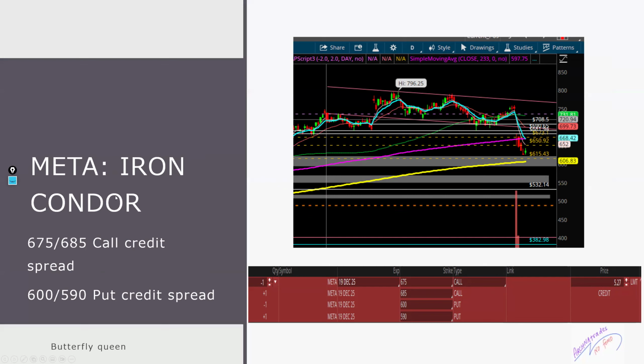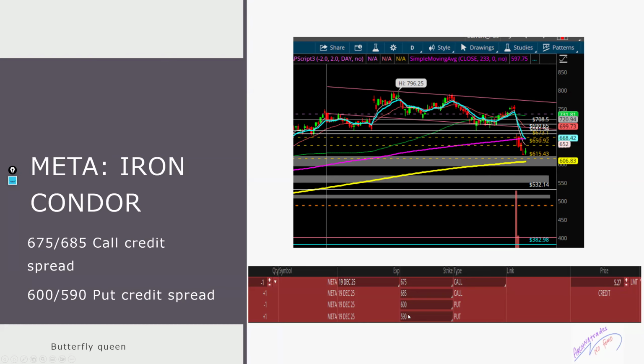Okay. A Meta iron condor. Now Meta gapped up big. 1, 2, 3, 4, 5 days. It's slowly been going down. Now this is the earnings gap that it had. Now, I think 600 should be support. And it's very close to 600. So let's sell a put spread here. This gap is too big for it to fill in one go. So sell a call spread here, sell a put spread here, make it an iron condor.